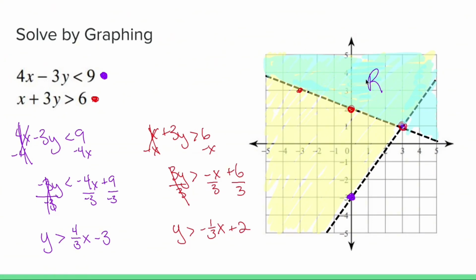So any point in this green area, like 2, 3, or negative 3, 5, is a possible solution to this system of inequalities. You're not allowed to include the lines, though, because the dashed lines mean don't include the lines. But anything that is green is fair game, easy peasy.